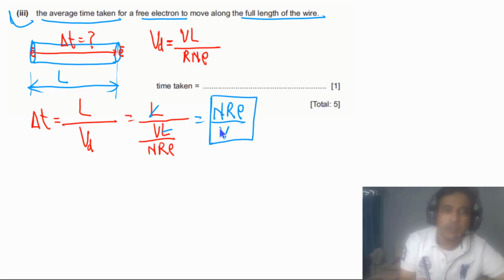So this is time. So if we have value of capital N, we have value of capital R, we have value of E, and we have value of PD, we can determine the time taken by a free electron. And this question has only 1 mark. So if you have got the right answer, you will get 1 mark.